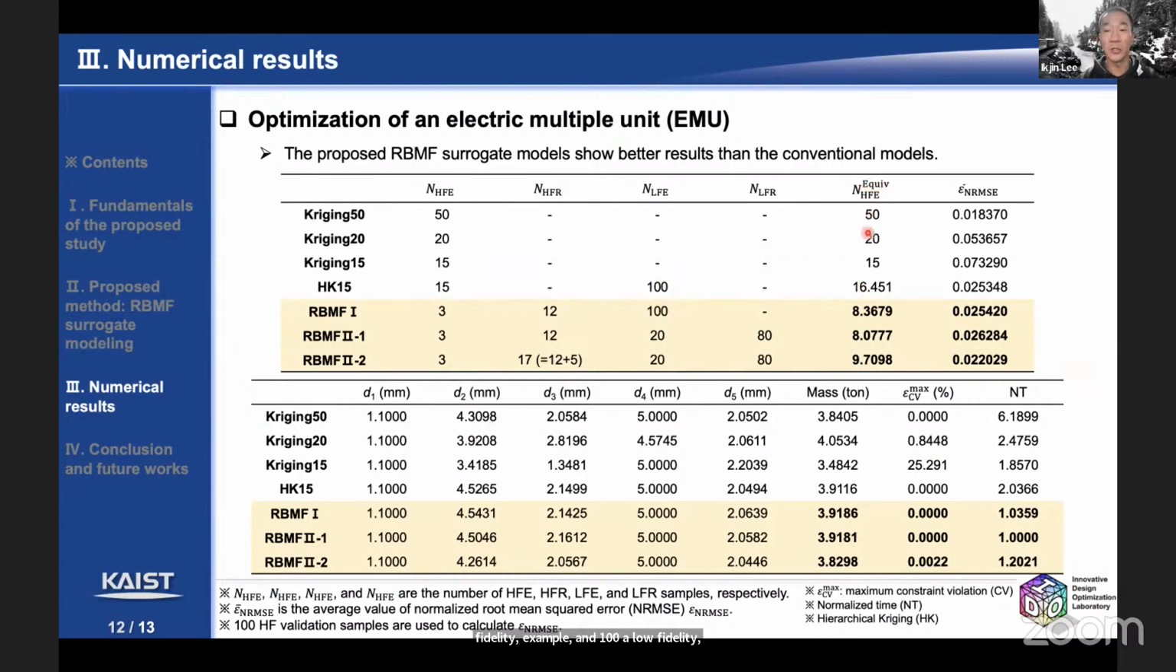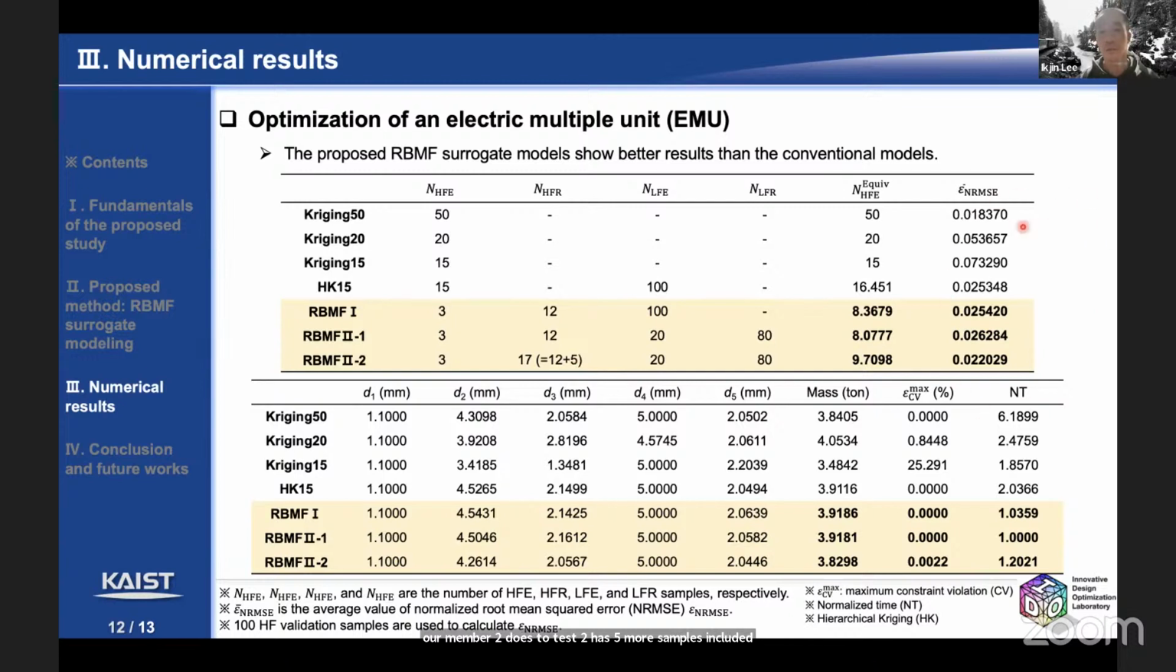And this column shows the equivalent number of high fidelity exact samples. RBMF1 is the proposed multi-fidelity method, which uses 3 high fidelity exact samples and 12 high fidelity reanalysis samples. But in this RBMF1, we don't use a low fidelity reanalysis sample. In RBMF2, we use low fidelity reanalysis samples as well. And RBMF2-2 has 5 more samples included using sequential sampling.